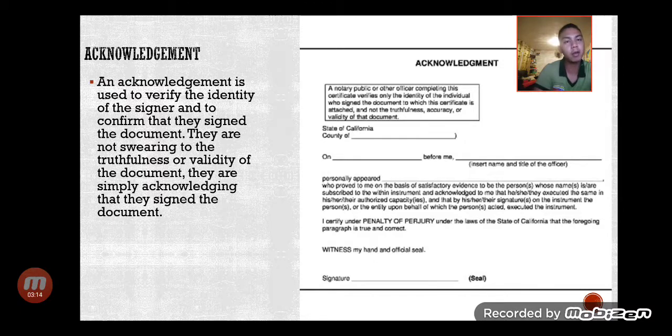spaces provided. The signer must indicate his or her name and the date and the place where he has signed the acknowledgement. So this does not mean that the signer has sworn to the truthfulness of the document.